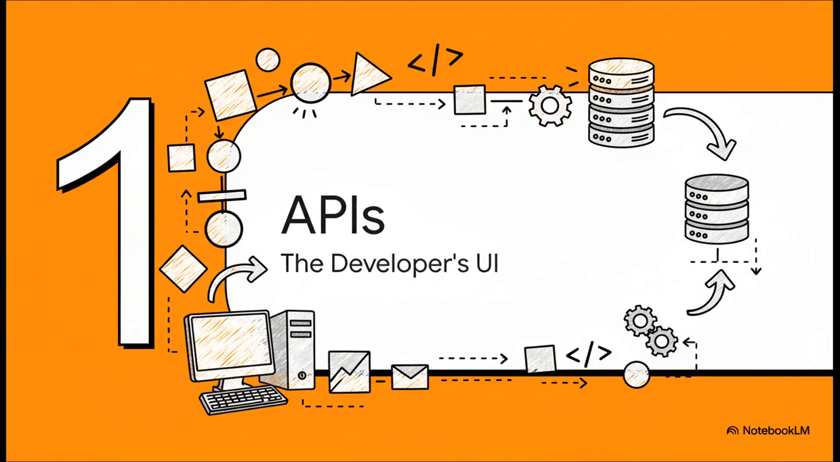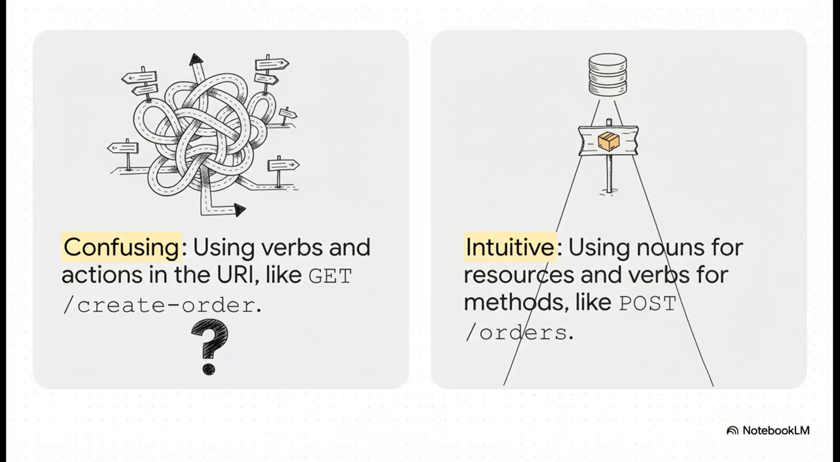Because an API, when you really think about it, is just a user interface. It's just that the users are other developers. A great API feels clean, it feels predictable. A bad one, like that example on the left, is just confusing. Get/create order. What's that even mean? Our goal is to build the one on the right. And the principles of REST, which just stands for representational state transfer, basically a set of architectural rules for the web, they give us the exact roadmap to get there.